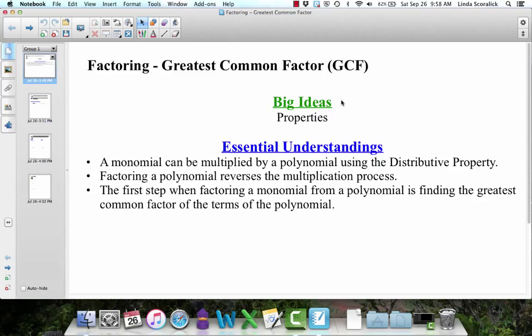So in Algebra 1, you talked about the distributive property. Now in Algebra 2, we're going to talk about undoing that multiplication using a process called factoring, which relies heavily on the concept of division. The first step when factoring a monomial from a polynomial is finding the greatest common factor of the terms in the polynomial. So this lesson focuses on the idea of factoring by GCF.